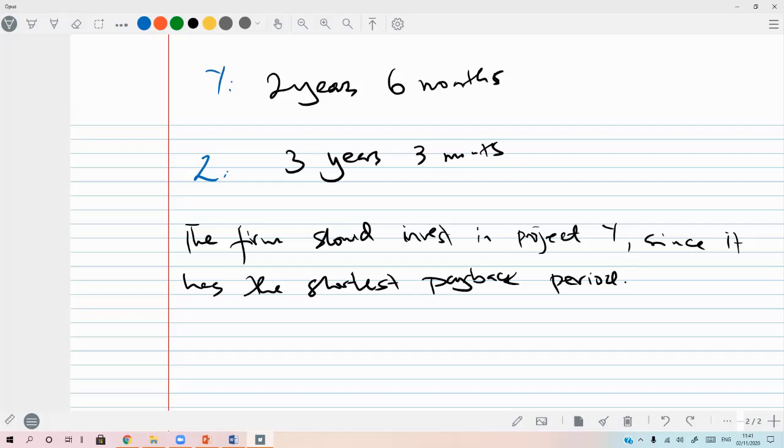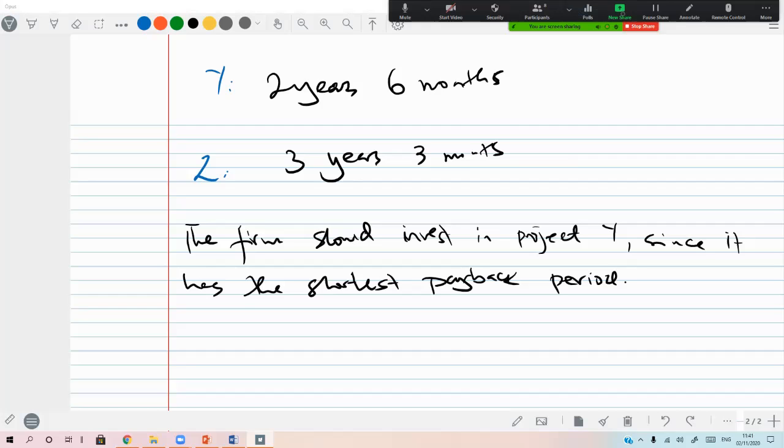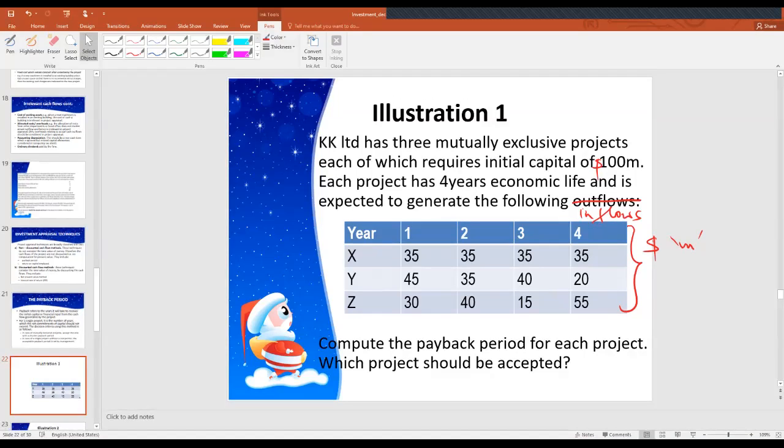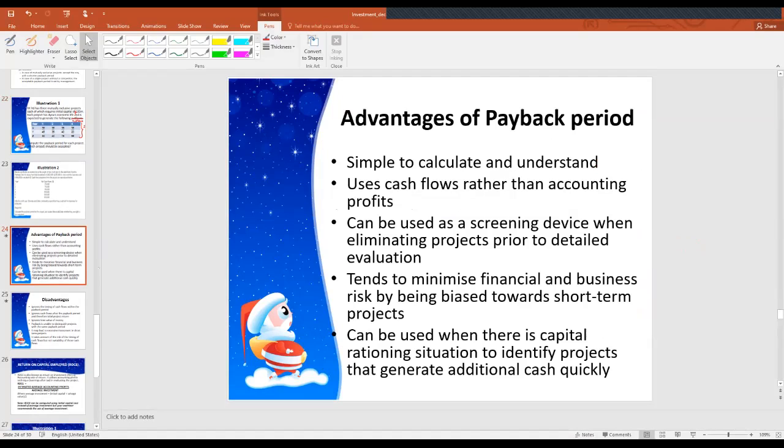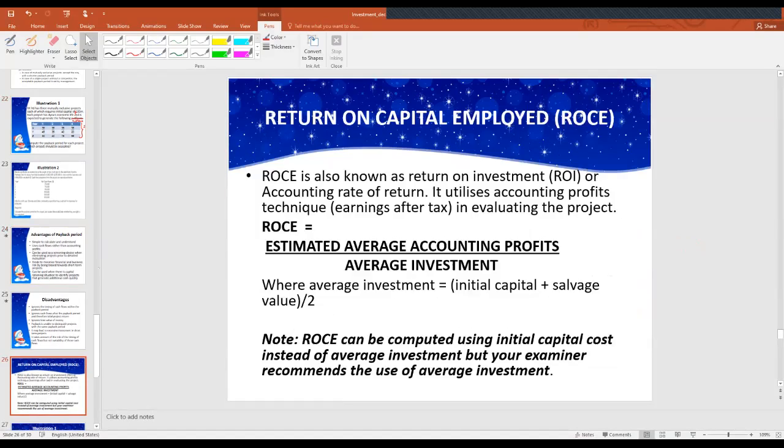Elvin, is it clear on your side? Yes, it is. Okay, great. So let's see the advantages and disadvantages. I'll leave it to you guys to go through those notes.